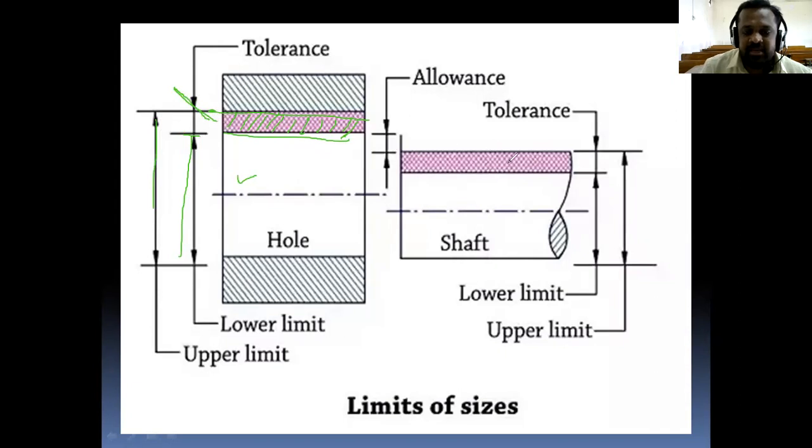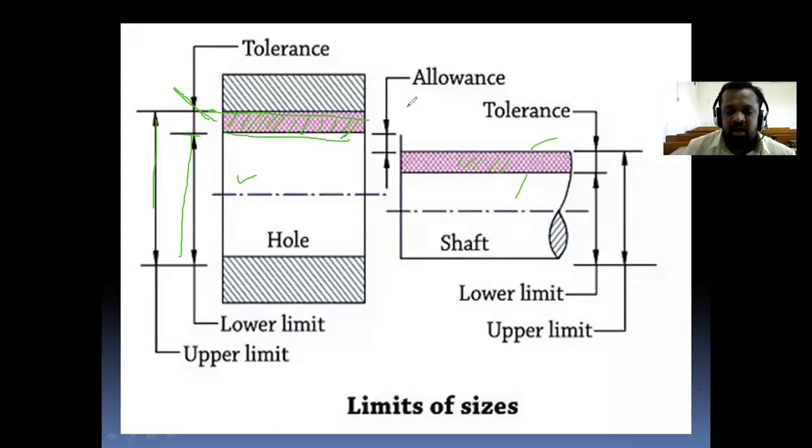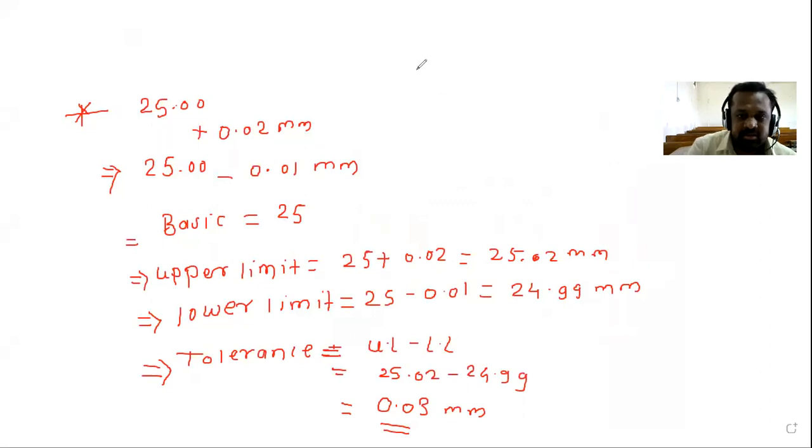Again, see here. This is the shaft. This is the upper limit, this is the lower limit, and this is the tolerance. You just have to imagine. Okay, so we will try to present it here also. Now say how to draw this figure here.